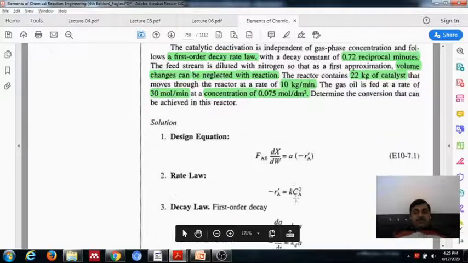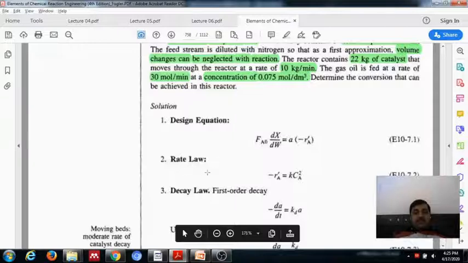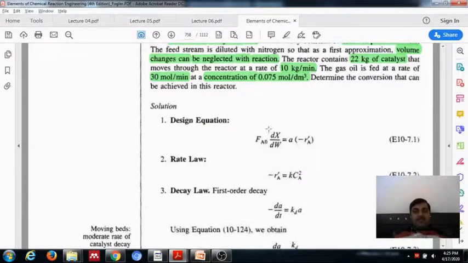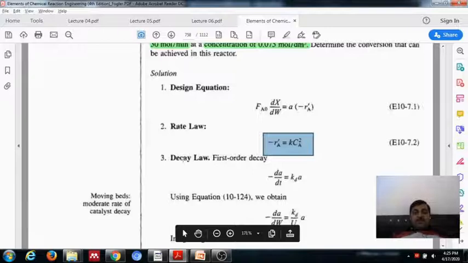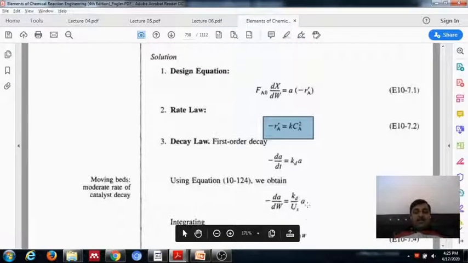that is with respect to weight of catalyst. Your rate law is minus RA dash is K into CA squared. This is our design equation, this is our rate equation. Our decay law is minus dA/dt equals kd A, n value is 1 here. We know dA/dW is minus kd by Us, A raised to power n, and n is 1 here.